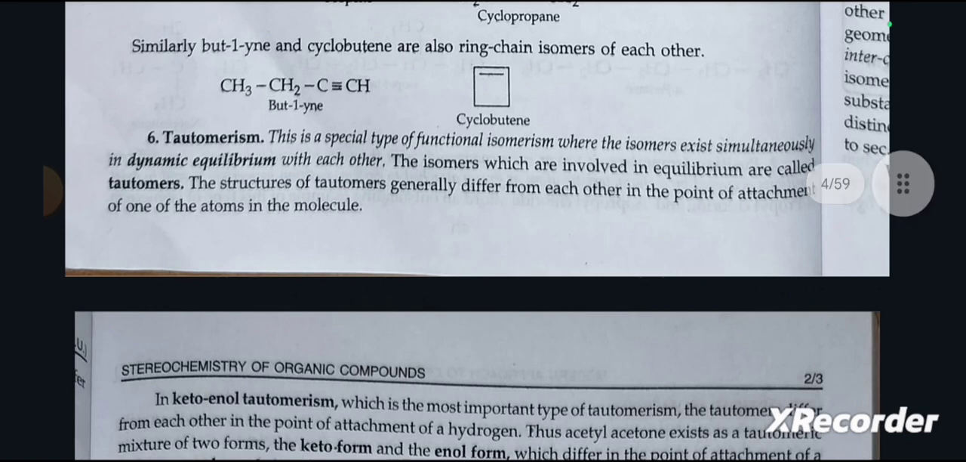6. Tautomerism. This is a special type of functional isomerism where the isomers exist simultaneously in dynamic equilibrium with each other. The isomers which are involved in equilibrium are called tautomers. The structures of tautomers generally differ from each other in the point of attachment of one of the atoms in the molecule.